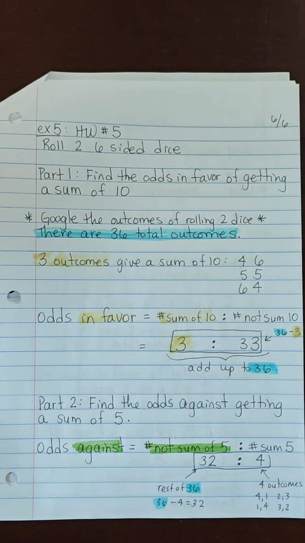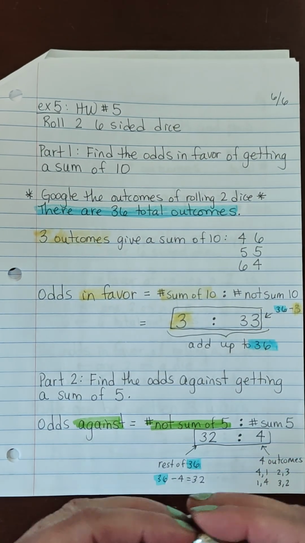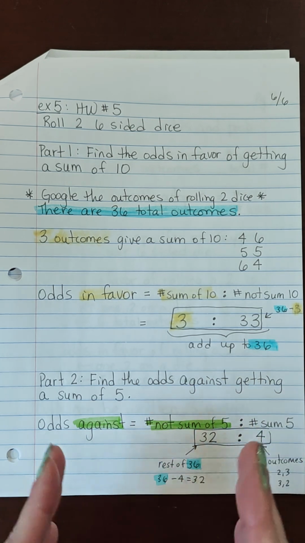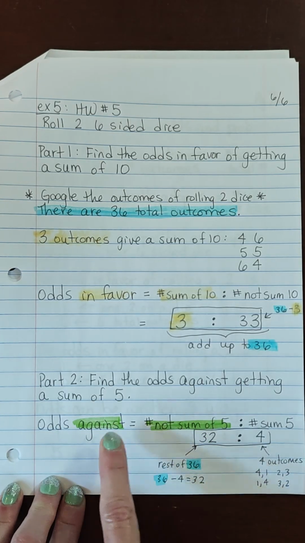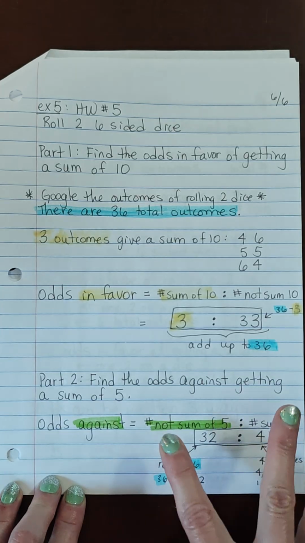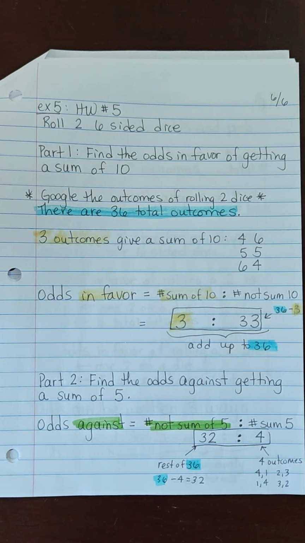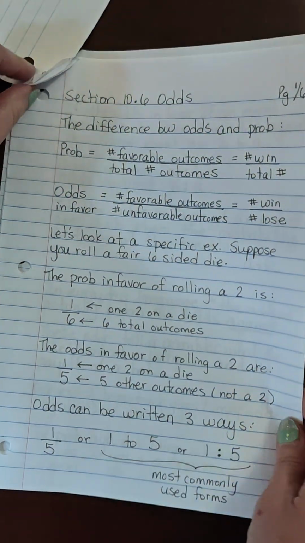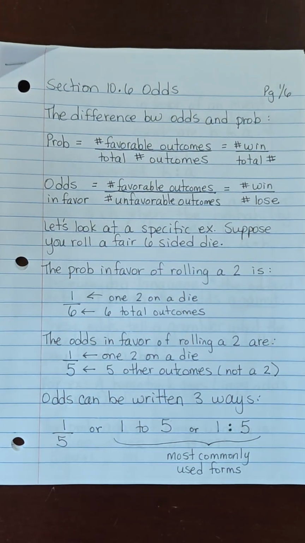Remember, your odds will take your total and split it up into 2 pieces. This number will tell you which piece comes first. Your probability will take one of these numbers, put it on the top, and the bottom will be adding those back together. Okay, so that finishes up section 10.6 for us.